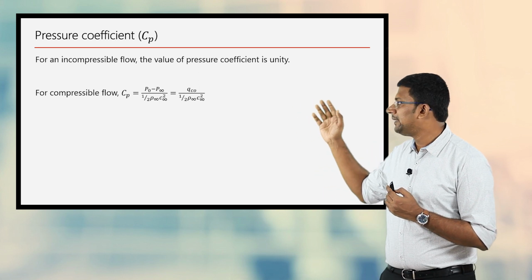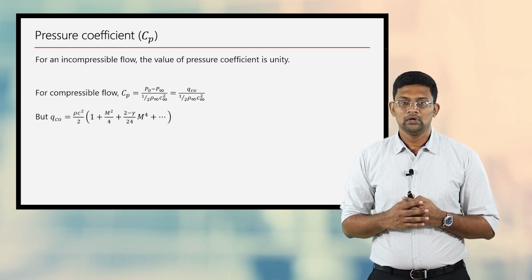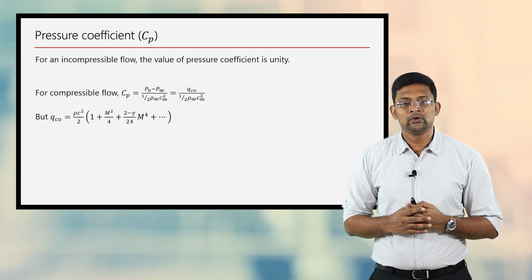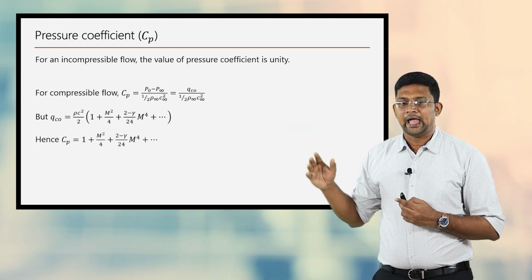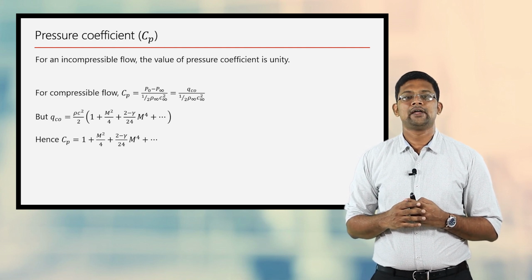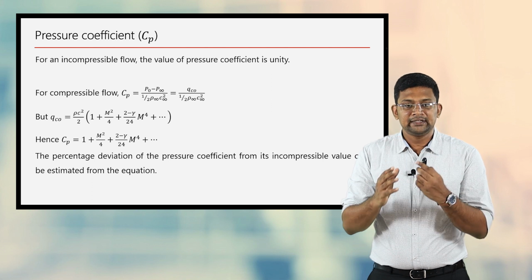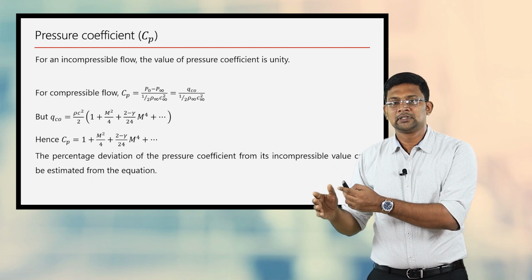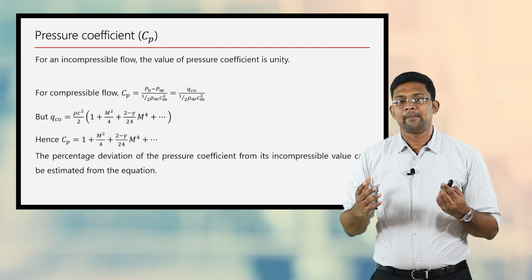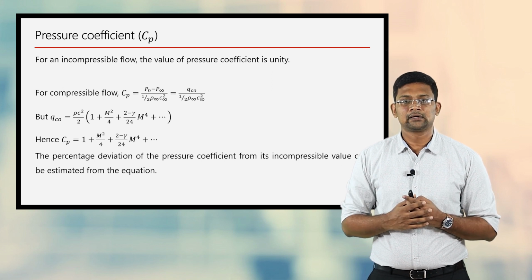The numerator P0 minus P infinity is nothing but Q_c, which is also known as the dynamic pressure for a compressible flow. And we have already defined an equation for Q_c. It is given like this. Now let us substitute this expression into the expression for Cp. And hence Cp is equal to 1 plus M square by 4 plus (2 minus gamma) by 24 into M raised to 4 plus etc. And this expression will give you the percentage deviation of the pressure coefficient for an incompressible flow from a compressible flow. And as I told before, the only variable here is the Mach number. So as the Mach number increases, the deviation of pressure also increases considerably.